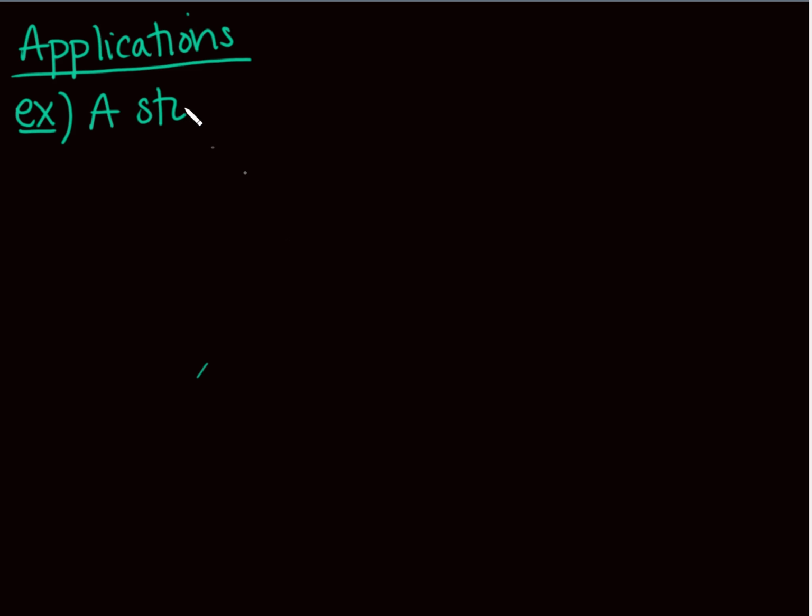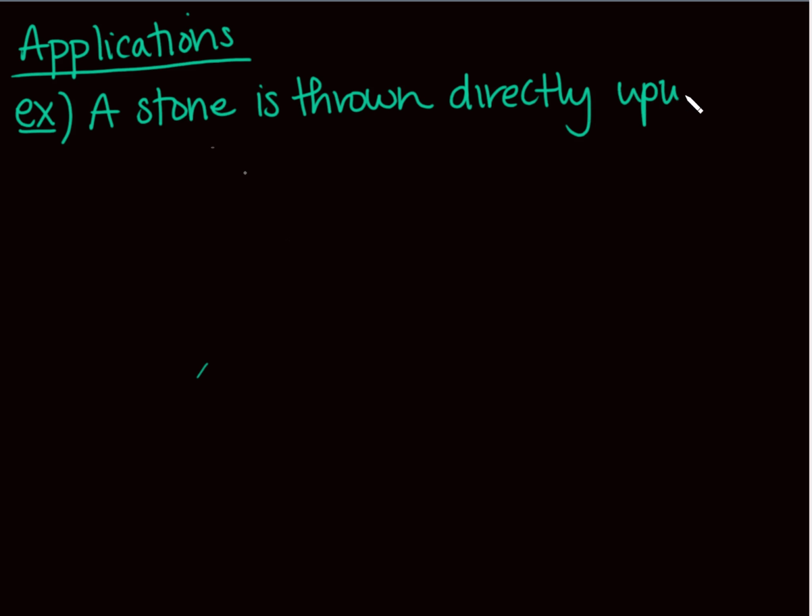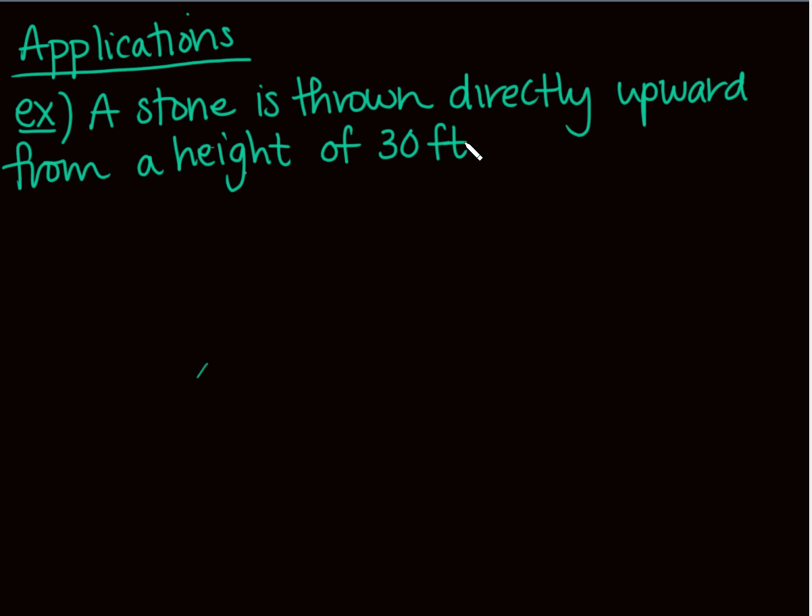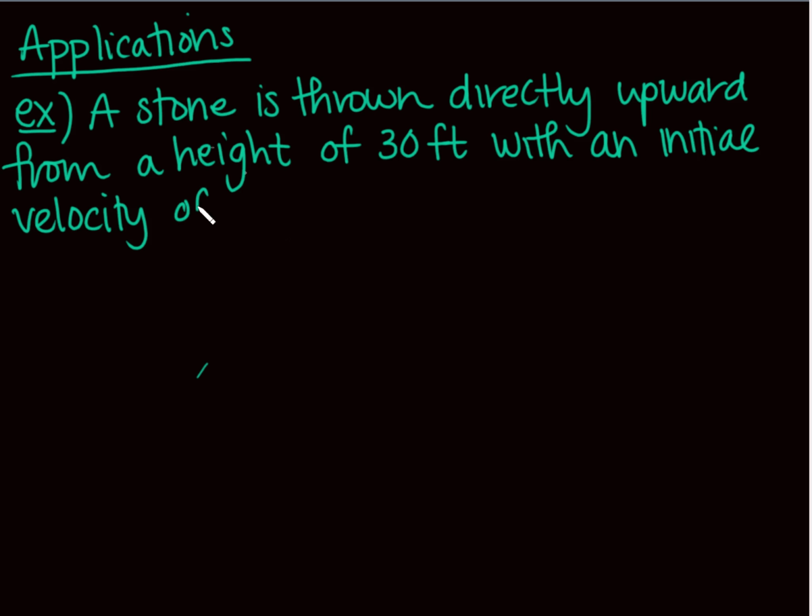So here is one. A stone is thrown directly upward from a height of 30 feet. If you've had any physics, you'll recognize the equation I'm going to give you. Some of these are easy because the equation is given to you. Some of them are not as easy because the equation is not given to you and you have to figure out what that is. It's with an initial velocity. All this stuff that they're telling you right here isn't actually stuff that you're going to need to know, but they're just describing how they get that equation, with an initial velocity of 60 feet per second.